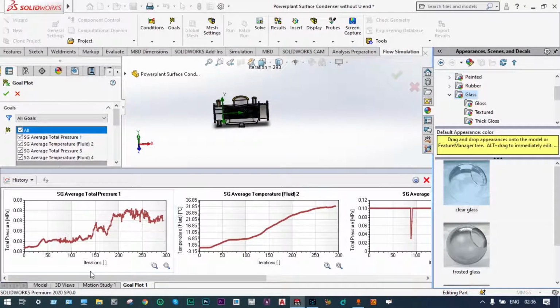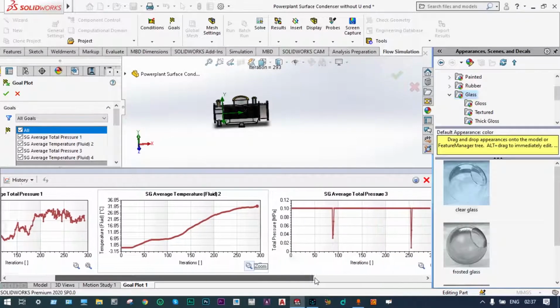It is showing that total pressure at the exit of cold water has started with 0.08, and finally it has maintained almost similar pressure. So from this one, it is showing that pressure at the exit location of cold water, we cannot see that much variation. Next one, you can see temperature of fluid at the exit of cold water. After 293 iterations, we can see the final temperature of cold water at exit location is 32.24 degrees centigrade.